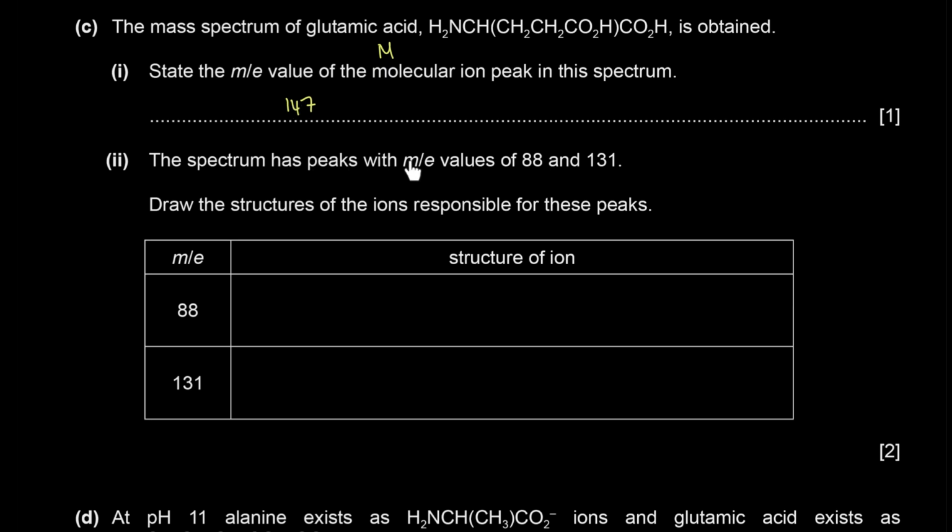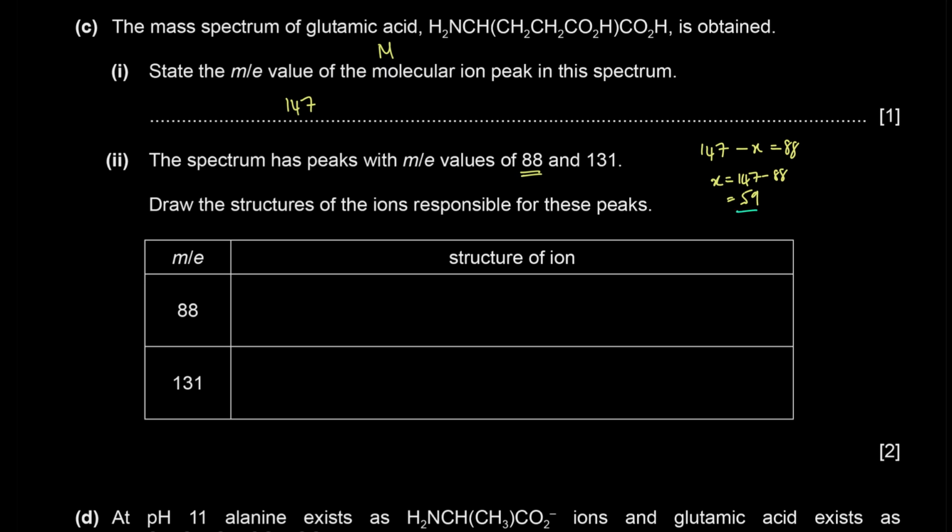The spectrum has peaks with mass to charge values of 88 and 131. Draw the structures of the ions responsible for these peaks. First, if you look at the peak at 88, you have a molecule that has a mass of 147. Some fragment breaks off and you get a peak at 88. So what's the mass of the fragment that breaks off? 147 minus 88 would be 59. So what fragment do you think has a mass of 59?